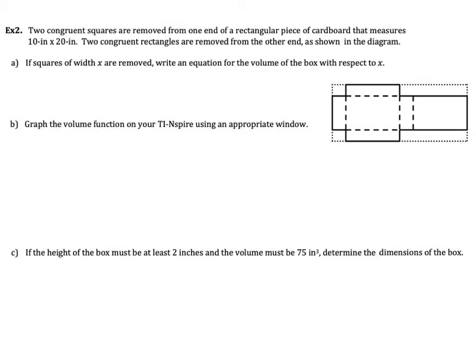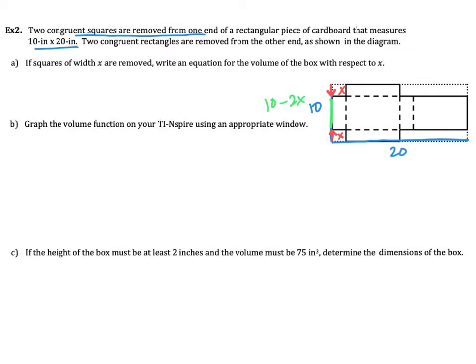So we have 2 congruent squares that are removed from one end of a rectangular piece of cardboard that measured 10 inches by 20 inches. So you can see this is the shorter side, this is 10 inches, this right here is 20 inches. We are going to remove this piece here and this piece here, so we're going to call that x and this x. So this section now right here is just going to be 10 minus 2x, right?